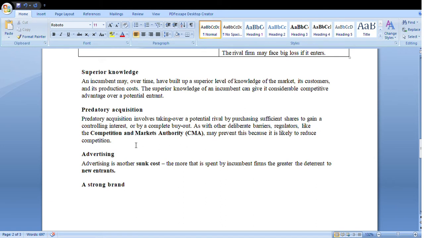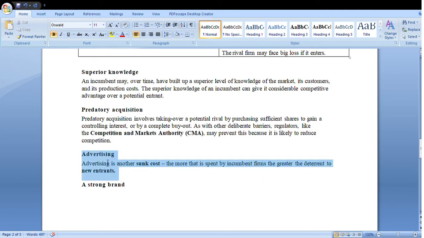Then predatory acquisition is the same thing. Acquisition is another thing, done forcefully. If the incumbent, the oligopoly firm or monopoly firm takes over its rival, that is predatory acquisition. You take over forcefully.